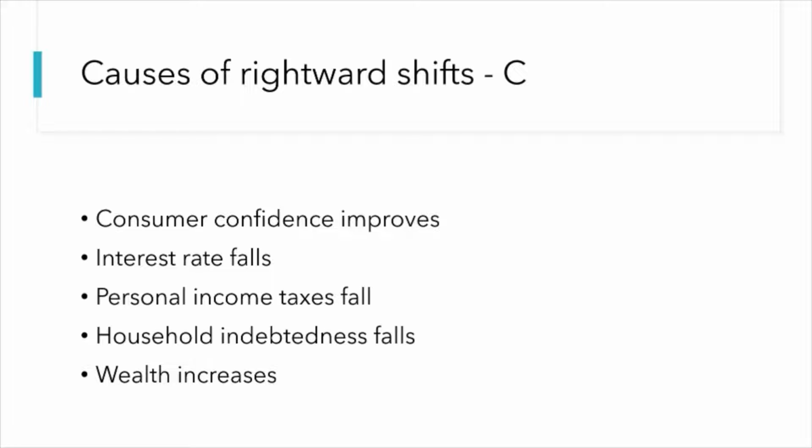If taxes fall, disposable income or after-tax income is going to increase, which means that consumers have more money to spend. If household indebtedness falls, consumers have to make fewer monthly payments and therefore have more money left over for consumer spending. And finally, if wealth increases, such as an increase in stock market values or an increase in real estate values, people feel wealthier and hence will consume and spend more.